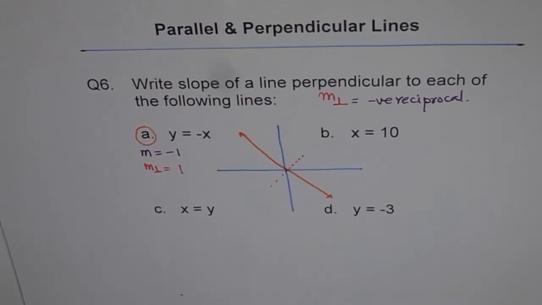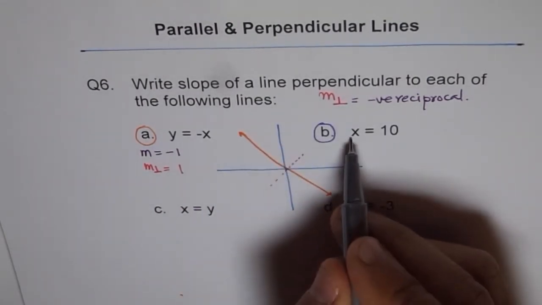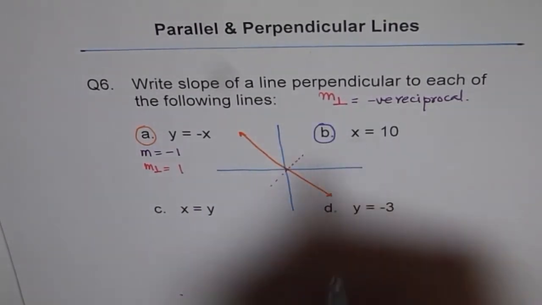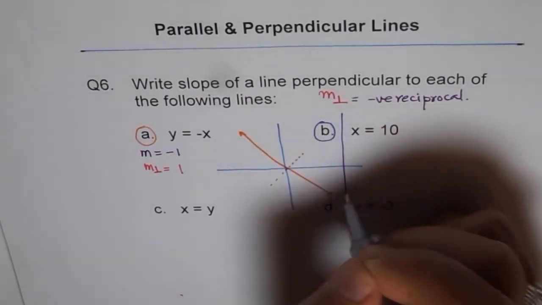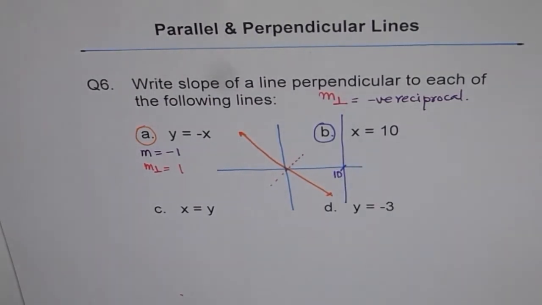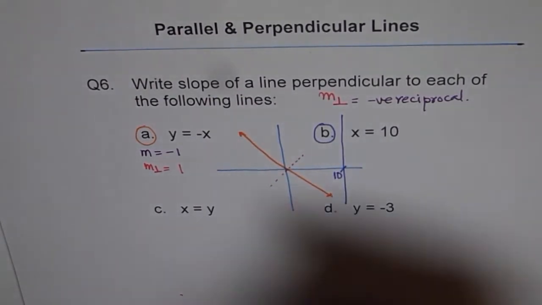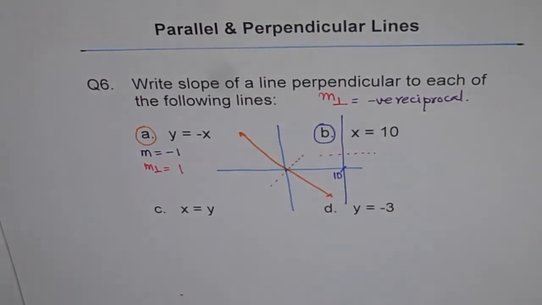Here we are. Now let's say that's our blue line, x equals 10. So last time you saw x equals 10 is a vertical line. Let me draw this line here as x equals 10. Here the x-intercept will be 10. A line perpendicular to this should be a horizontal line, right? Do you see that? Vertical line, horizontal line. They are perpendicular to one another.